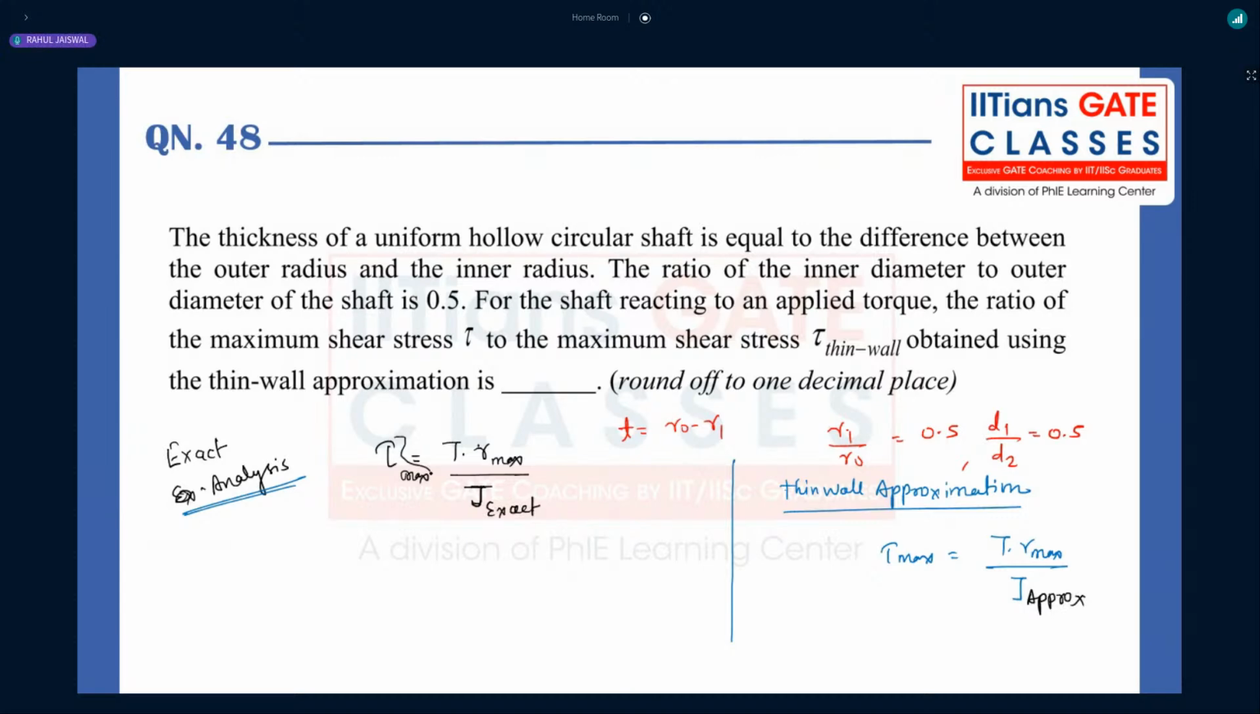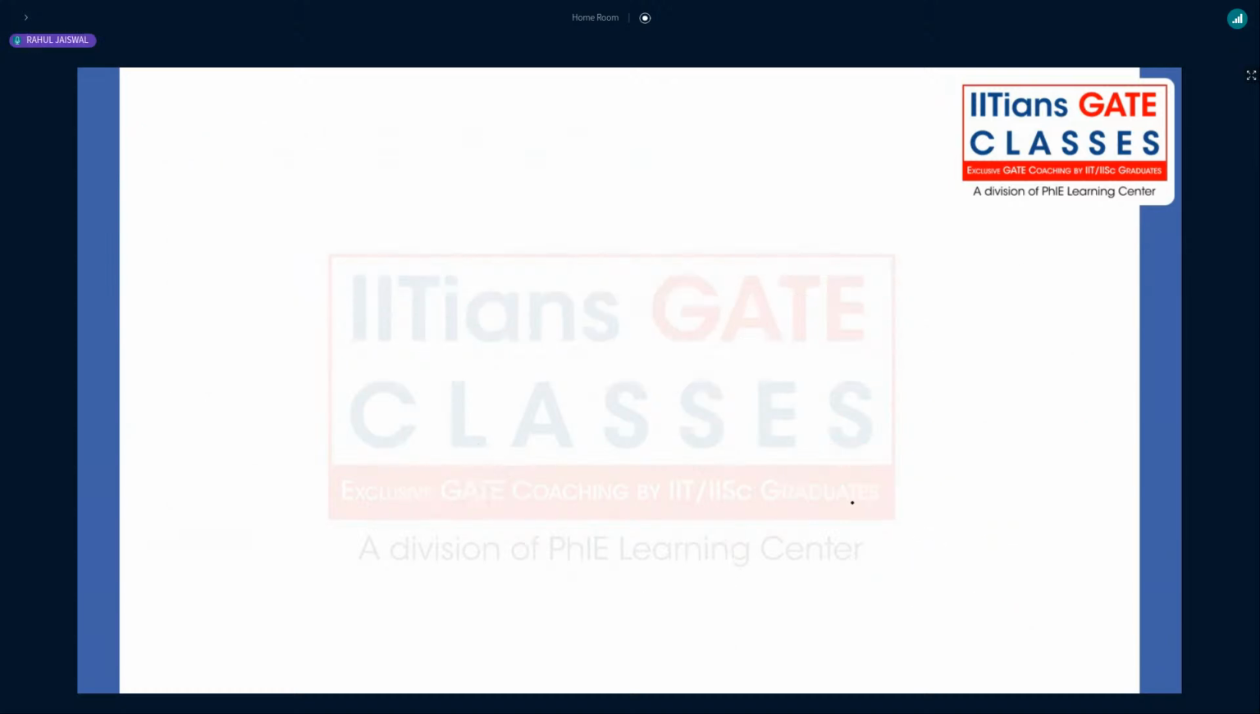So this changes to exact, and this changes to approx, right? Further, if I solve for J exact, what is the J value? Polar moment of inertia, right? What is the J exact value? J exact you might be knowing is pi by 32 times d naught to the power 4 minus d1 to the power 4. So here we can write pi by 2.